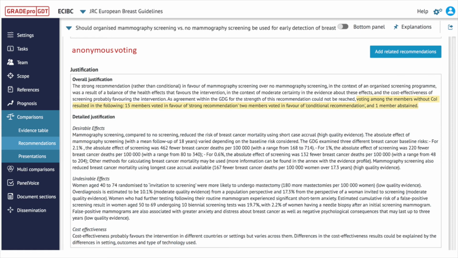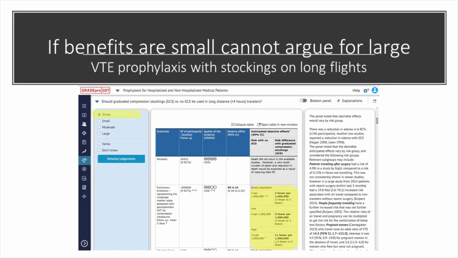And then finally, what the evidence to decision frameworks also help with is that they make unreasonable judgments unlikely. They make them almost impossible. So for instance, if the benefits are small, an expert cannot argue that the benefits are large, because it is so obvious by looking at the individual criteria that they are less likely to influence that process.